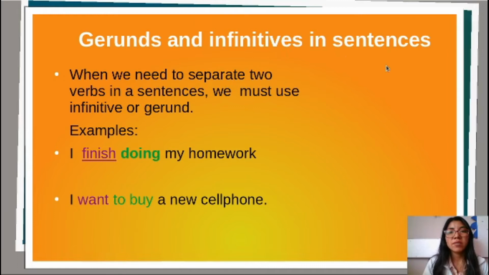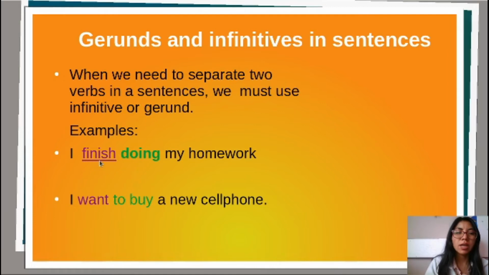Okay? We are going to check the second part of gerunds and infinitives. Gerunds and infinitives in sentences. When do you use gerunds and infinitives? Pay attention. When we need to separate two verbs in a sentence, we must use an infinitive or a gerund. Here I have one verb and the second verb. It means that we are going to use a gerund or infinitive in order to separate the two verbs.